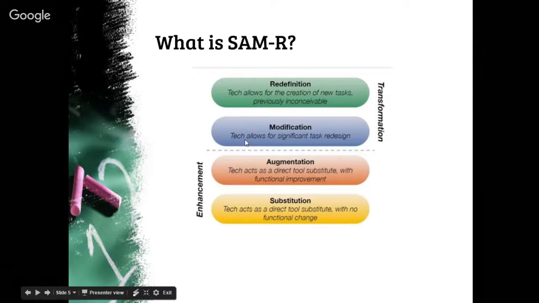Modification. This is where tech allows significant task redesign. Think about how, again, we'll use the paper as the example here. I'm typing, and there's nothing really that I can do with it. With that modification aspect of things, maybe now I can type my paper out and put it into a blog where people can actually see it and read it.